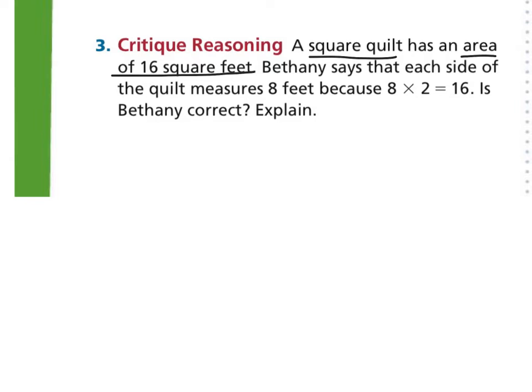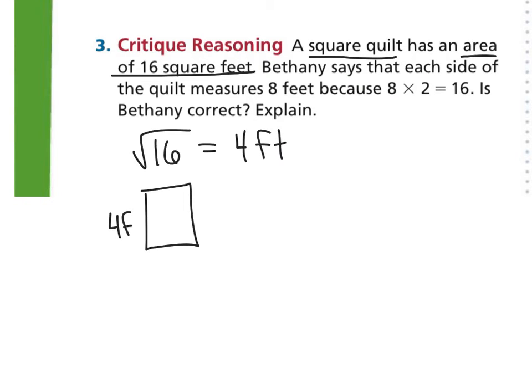So actually, since this is a square quilt, we would want to find the square root of 16. Square root of 16 is 4 feet. So this would be a 4 foot by 4 foot quilt. Okay, technically 8 feet by 2 feet, that would still give us an area of 16, but it's not going to be a square because the length and the width aren't the same. 2 foot wide isn't very wide of a quilt either. Might not be very practical for us to use.